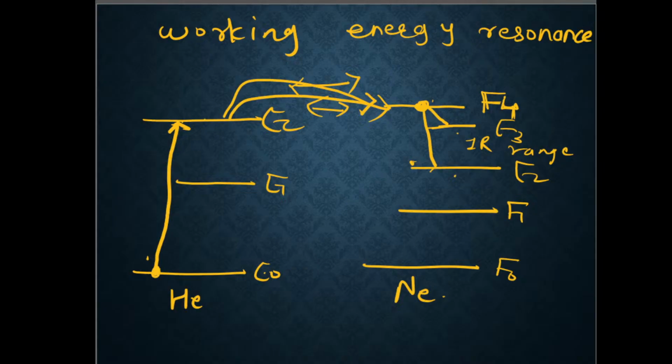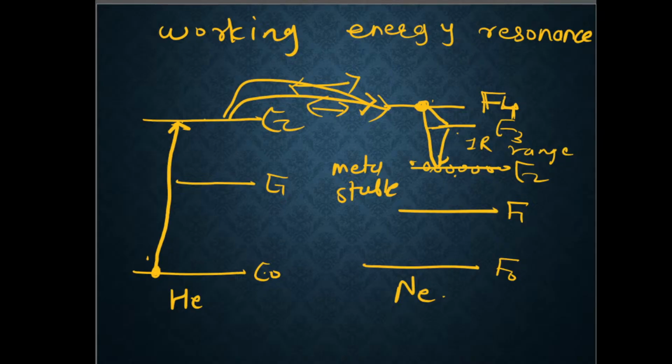Then this F2 state works as a metastable state. Whenever it works as a metastable state, the atoms coming here will be accumulated for a longer time. And we know that when the number of atoms in the higher energy level is more than the number of atoms in the lower energy level, that condition is nothing but the population inversion condition. Whenever the population inversion condition is achieved, then and only then do we get laser light.